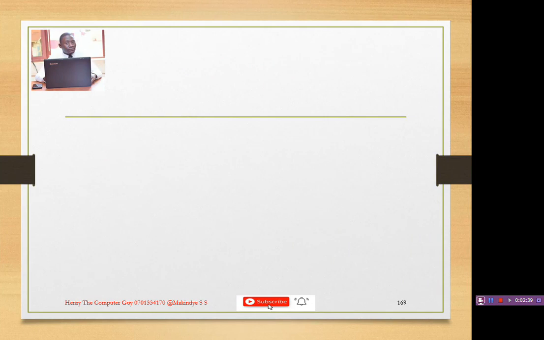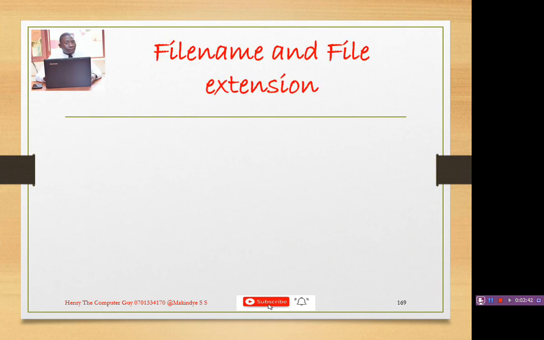We continue. And they're telling us that we also have what we call a file name and a file extension. Remember, any file that you create has to have a name such that you can differentiate it from other files. For example, I call this one Henry. I call that one, let's say, the computer guy. So I'm differentiating the two files such that whenever I'm looking for either of them, I can easily get it with ease.